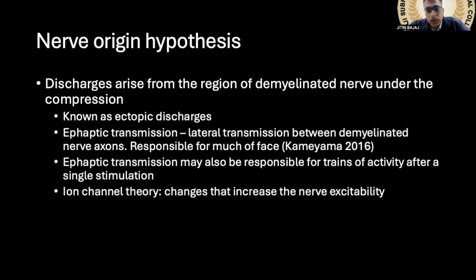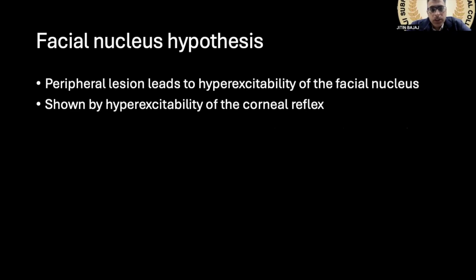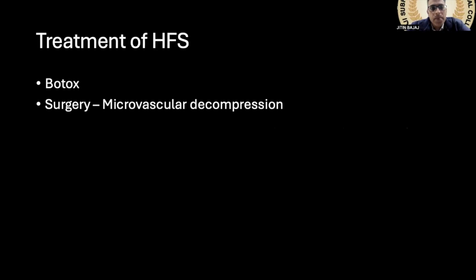As the disease goes on, there will be changes in ions, and that increases the nerve excitability. The facial nucleus hypothesis says that the peripheral neurovascular conflict leads to hyperexcitability of the facial nucleus. And this is shown by the hyperexcitability of the corneal or blink reflex, which is associated with hemifacial spasm.